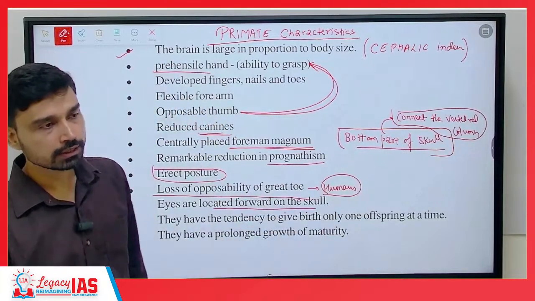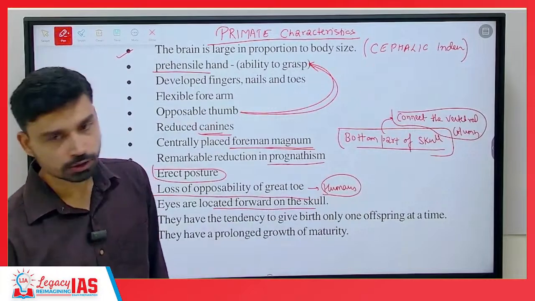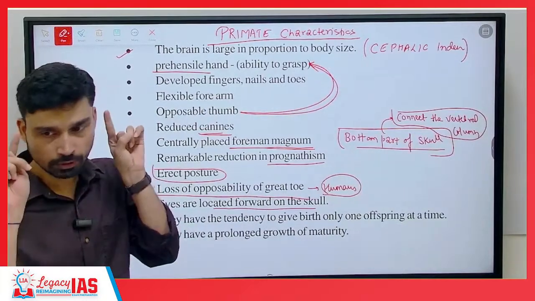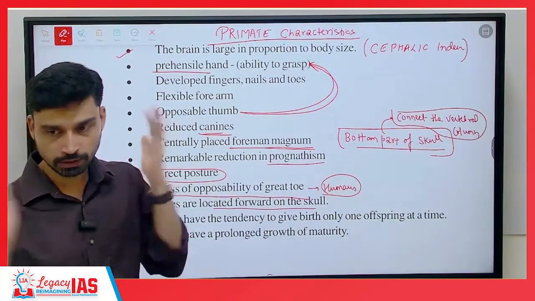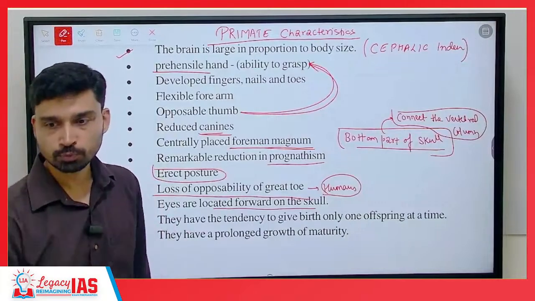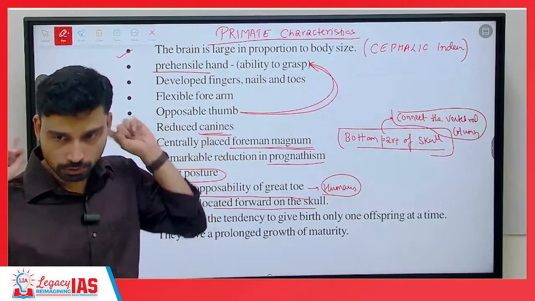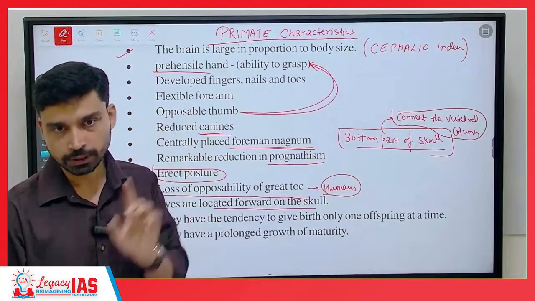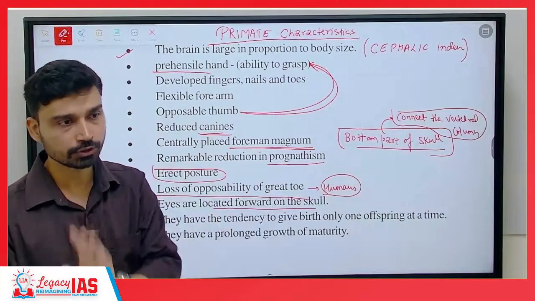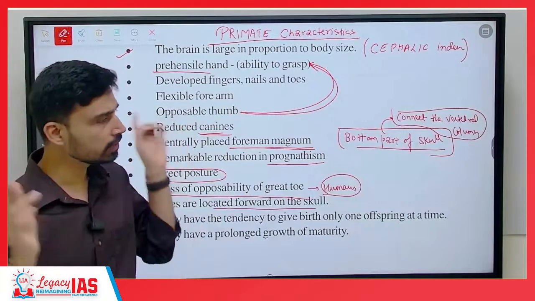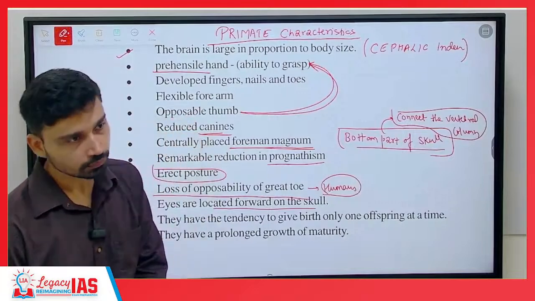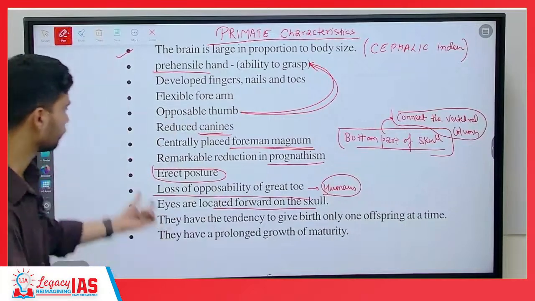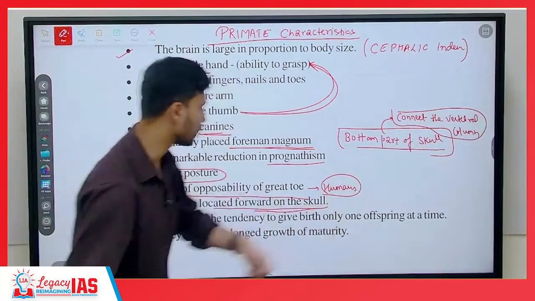If you compare with animals such as dogs and cats, their eyes are situated laterally on the skull, one on this side, one on this side. Our eyes have moved to the front side. Cats, for example, can see 260 degrees just by placing their face in one direction. We cannot see that much; our peripheral view is limited. That is because our eyes have moved in the front direction, forward on the skull.